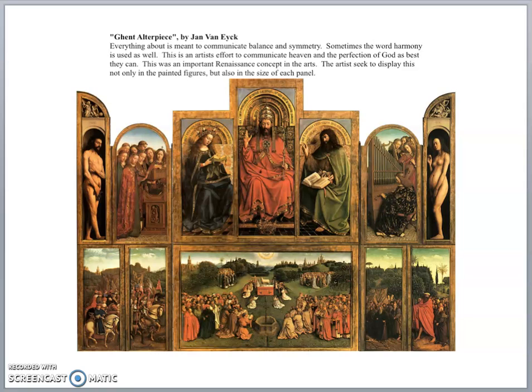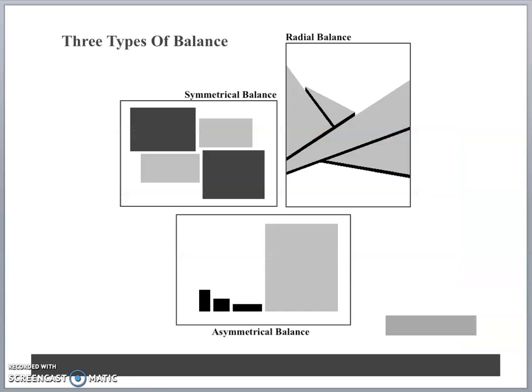This was an important Renaissance concept in the arts, and the artist seeks to display this not only in the painted figures, but also in the size of each panel. So there's a sameness and a likeness from one element to the next. Even the way that they're facing, everything is centered here, which is the Christ figure. And everything here points to this central event right here. Very balanced.